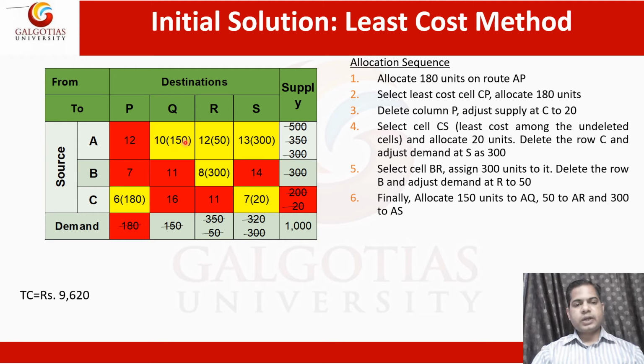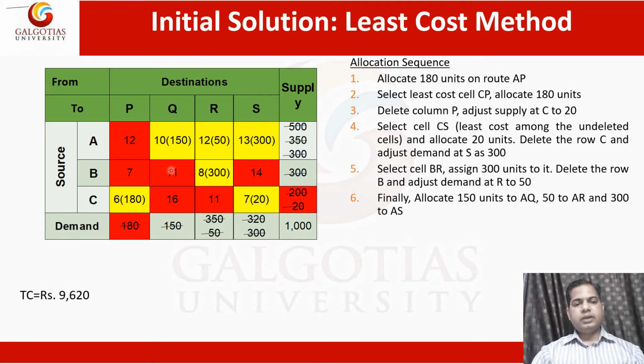Out of these 6 values, again I have to find the minimum value, the least cost, that is 8. At this place, the demand of R is 350 units and the supply of B is 300 units. So the maximum possible allocation at this point is 300 units. After giving these 300 units, the supply of B is over. So these two cells are highlighted with red color and the demand of R still remains 50.